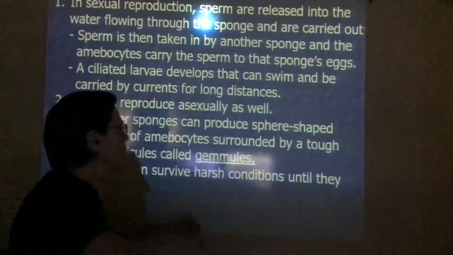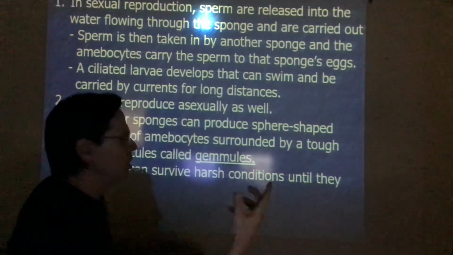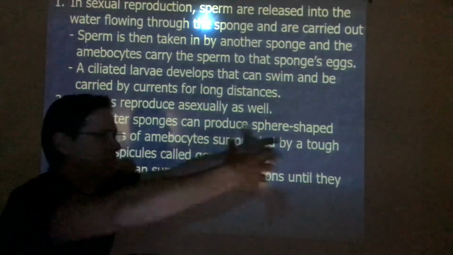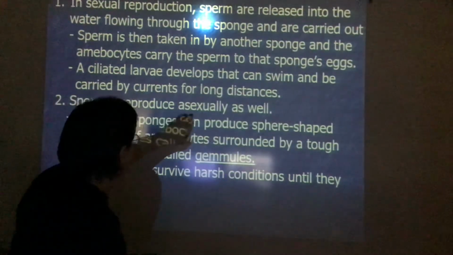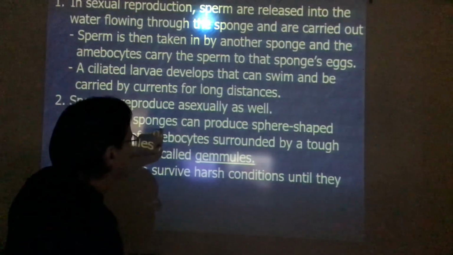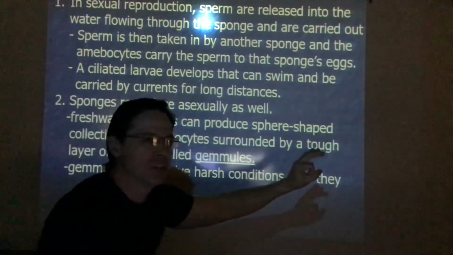These tiny, cute little things under a microscope, right? They swim around, they anchor themselves over long distances for whatever reasons. You know, they go out and do their thing. And they also reproduce asexually as well. Freshwater sponges produce sphere-shaped things called gemmules. They look like little candy-coated pieces of candy.